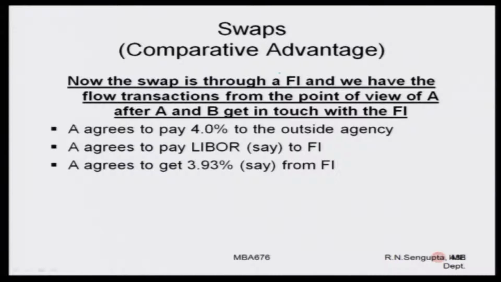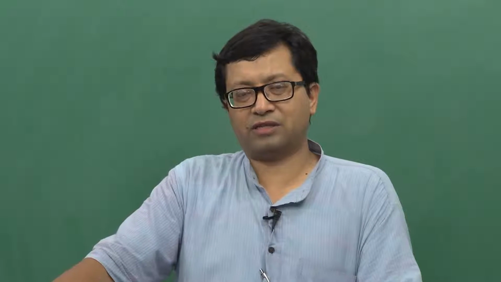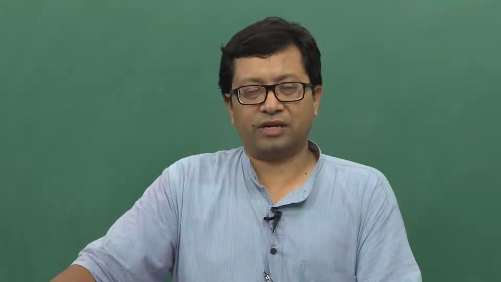Now, the swap is through a financial institution, and we have the following flow of transactions from the point of view of A after A and B get in touch together, but obviously it can be done for the case of B to A also. So, with this I will take a break and consider more details between the financial institution and A and B, considering the competitive advantage they are facing, and continue in the next class. Thank you.